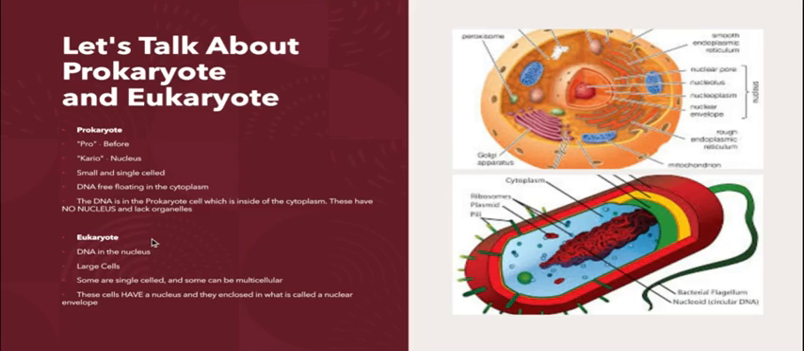Now on to eukaryotic. So the DNA is in the nucleus. So this cell has a nucleus. It's a large cell. Some are single-celled and some are multicellular, but they have a nucleus and it is enclosed in what is called a nuclear envelope. Once again, the picture is kind of hard to read because of the words, but if you look at the right of the picture, the bracket says nucleus. So everything within this bracket has to do with the nucleus.